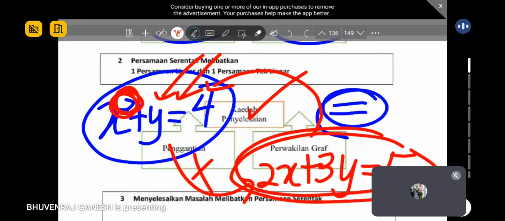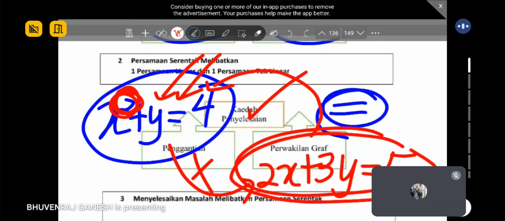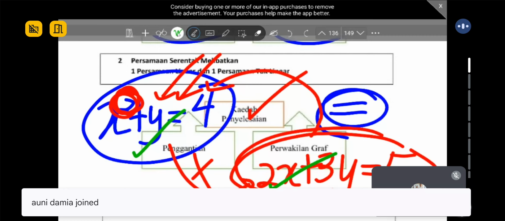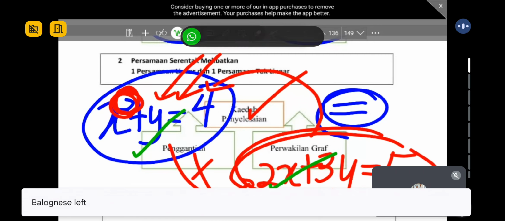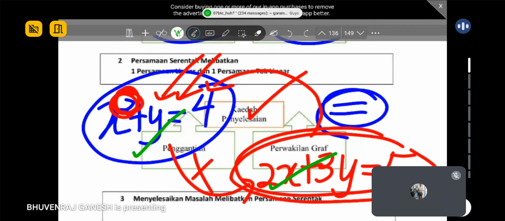So the second method is what we call the graphical method guys. So how to actually do this? Very easy. You just plot a few points for both of these equations on your graph. Any point that you like. But you must know the general shape of the graph. Okay, then you can draw. Am I right? Like this one is a straight line.